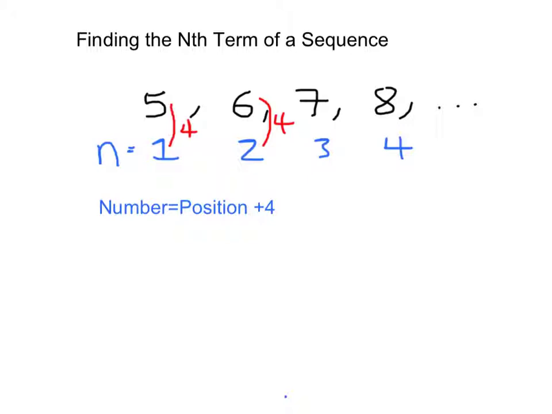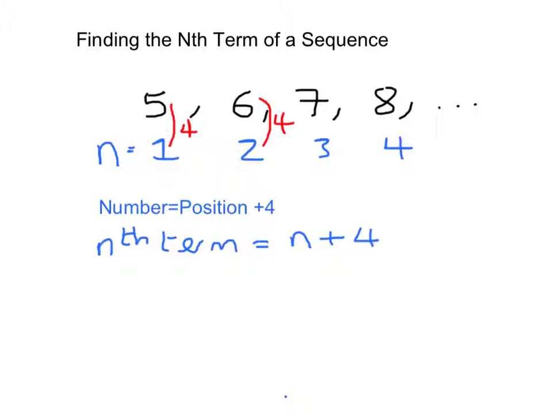But we don't want to write this formula using words. What we want to do is write it using algebra. And so that's the translation we have to make. So for example, the number, the bit I'm going to write as the nth term. So that just means the number we're interested in. The position of the number is n. N stands for the position of the number. And then we just add 4. And that's the answer. The formula for each term in the sequence is its position, which is n, added to 4.